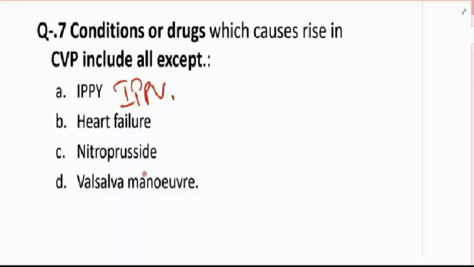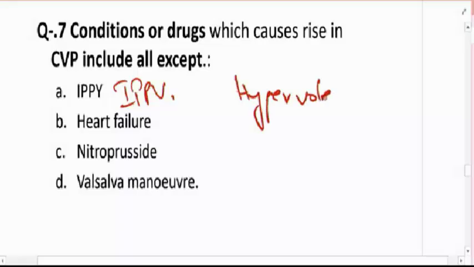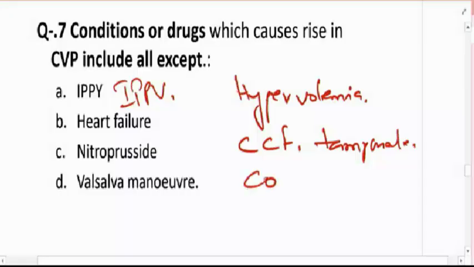Now, the conditions which increase CVP are hypervolemia, congestive cardiac failure, cardiac tamponade, coughing or straining, for example Valsalva maneuver, then positive pressure ventilation, IPPV, and pleural effusion and hemothorax.